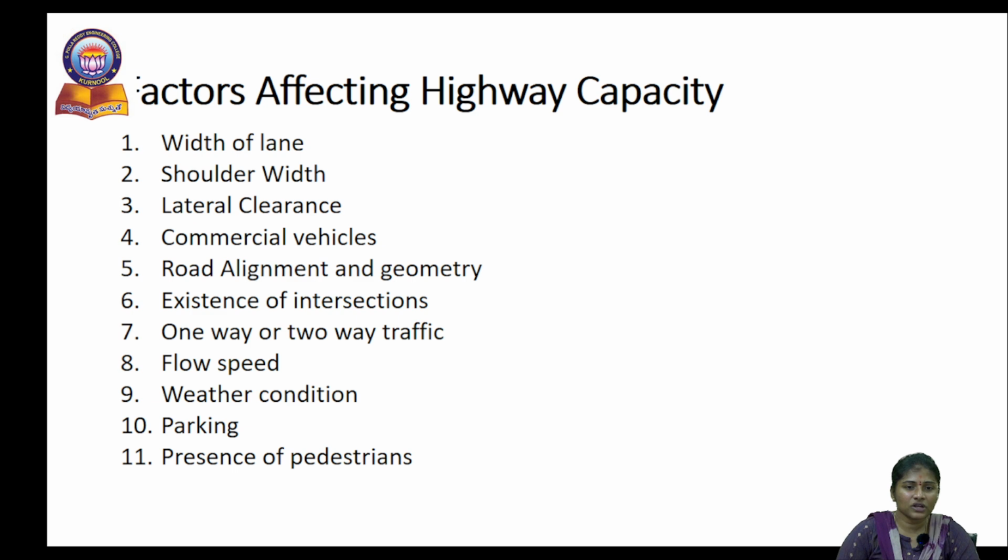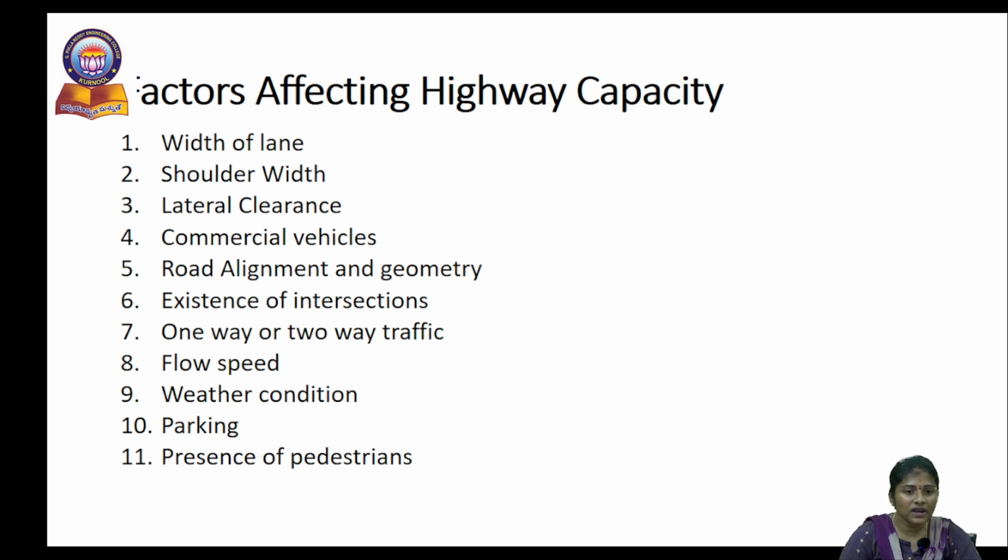If the alignment is straight and it is the shortest, then the capacity will be more. If the alignment is longer and it has some complicated path, then the highway capacity will be less. If there are more intersections in some particular route, there will be more delay to the vehicles and capacity will decrease. If it is one-way or two-way traffic, then the capacity will be less compared to more number of lanes. If the flow speed is more, capacity is more. If the flow speed is less, capacity will be less.